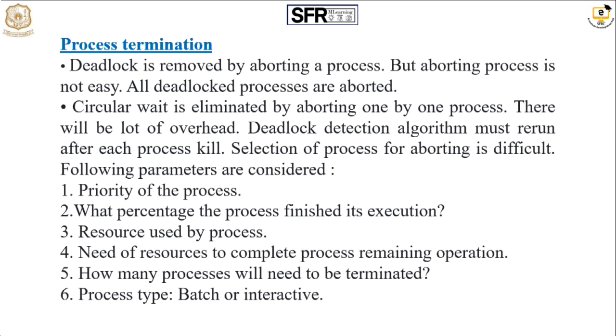So first we check the priority of the process. Next, what percentage of the process has finished its execution; we have to check the execution of the process. Then what resources are used by the process; we have to check the resources. Then the resources needed to complete the process's remaining operations; we have to check the remaining operations. Then how many processes will need to be terminated; we have to identify which processes will need to be terminated. Then we have to check the process type, batch or interactive.